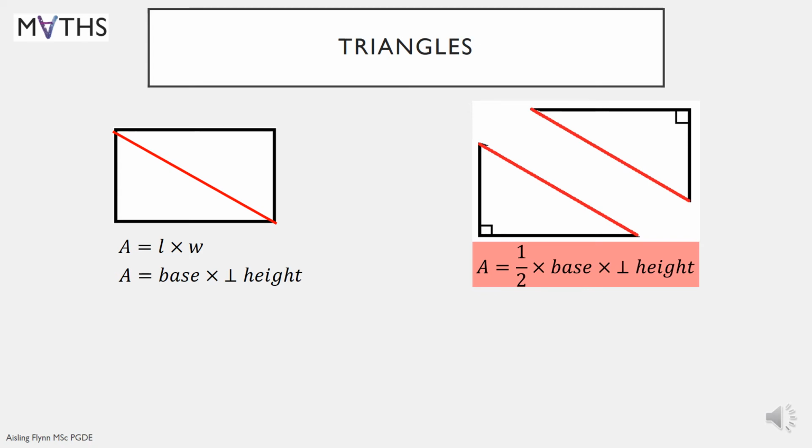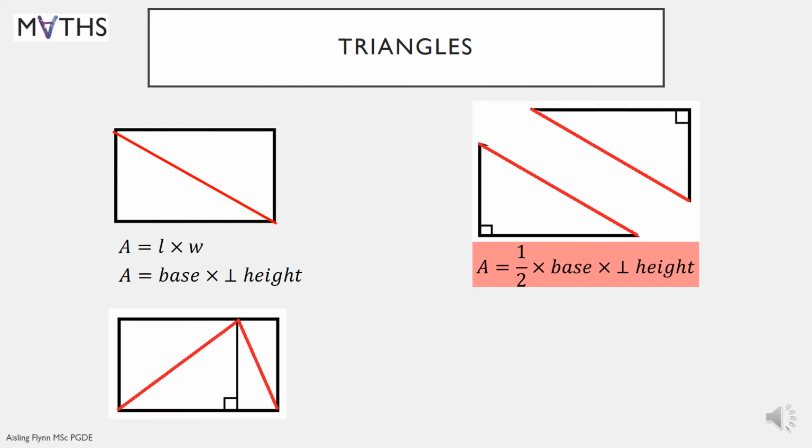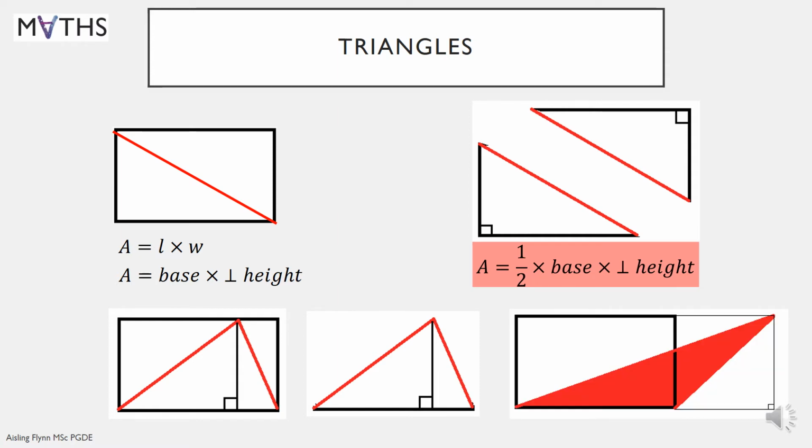The bases here are the black lines, and the heights are the black lines meeting them at 90 degrees. So we don't use the red line at all. That's not perpendicular to either. The same is true for any triangle that's made out of that same rectangle, that triangle there has the same area as the others. You use half the base by the perpendicular height.